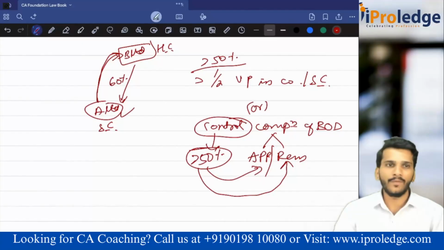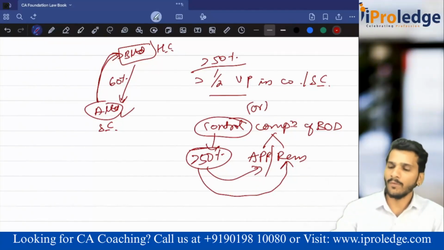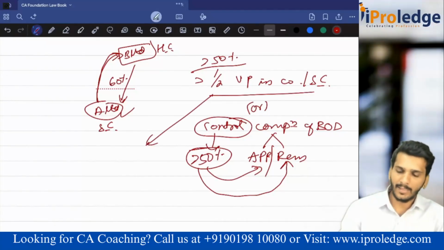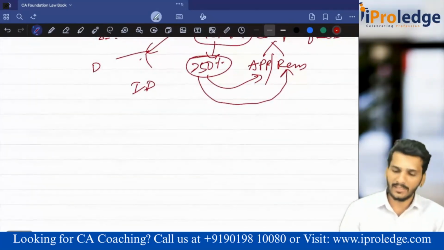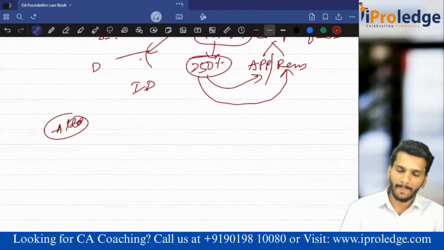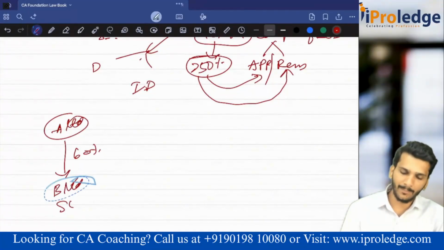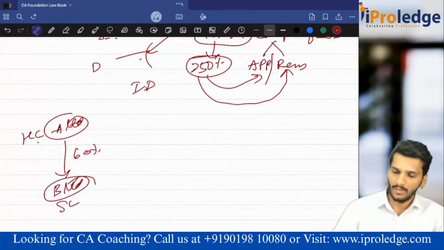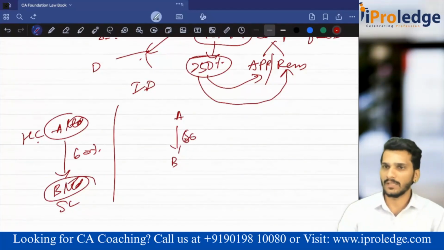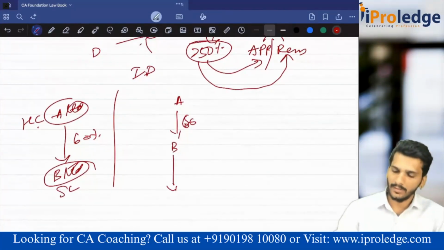I'm telling this by way of sentence now, not by example. When I say holding more than one half of the voting power, it can be held directly also, indirectly also. What is direct and what is indirect? A Limited is holding 60% in B Limited. Can I say B Limited is a subsidiary company? Yes, and A is the holding company now. But A Limited is holding 60% in B Limited, and B Limited is holding 40% in C Limited.